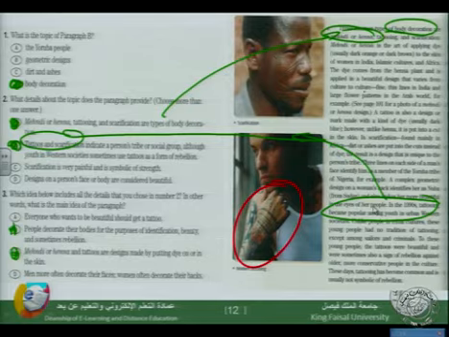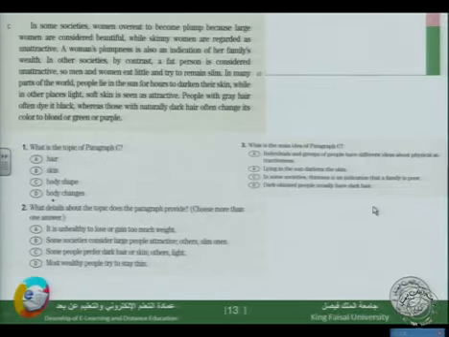So this is the main idea. I guess it's B, the correct answer. It's more correct than this one. Okay, just forget it. Here it is asking you only to choose one idea. So B is the right answer.